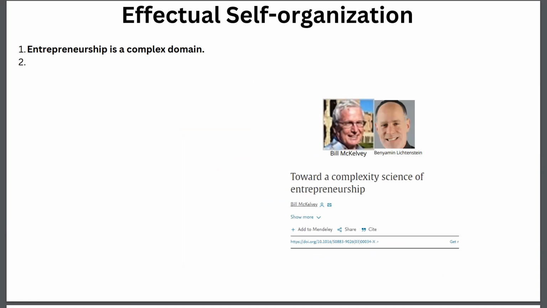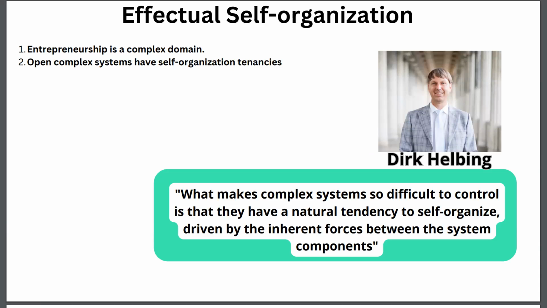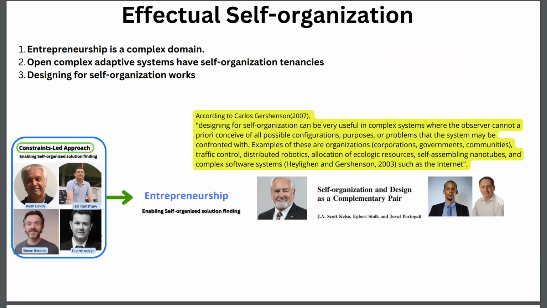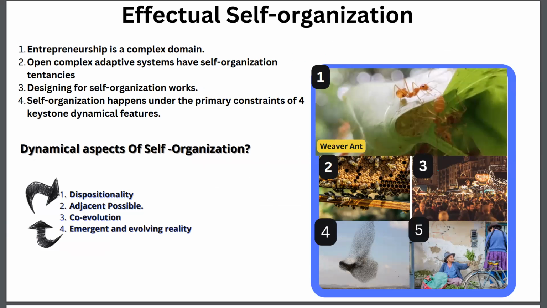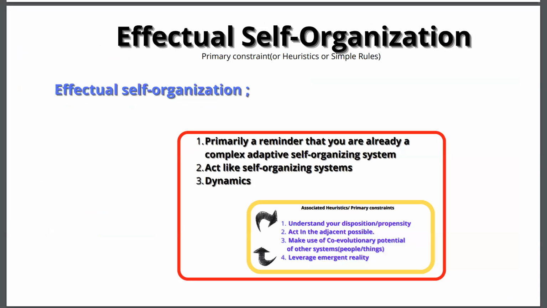So to conclude this session, first of all, entrepreneurship is a complex domain. Secondly, open complex systems have self-organization tendencies. Thirdly, designing for self-organization works based on a large number of evidence. Fourthly, self-organization happens under the primary constraints of 4 keystone dynamical features. They are dispositionality, adjacent possible, coevolutionary dynamics, and emergent and evolving reality. Based on these 4 keystone constraints, a simple flexible heuristics or primary constraint is developed, called effectual self-organization. So effectual self-organization is the primary constraint.